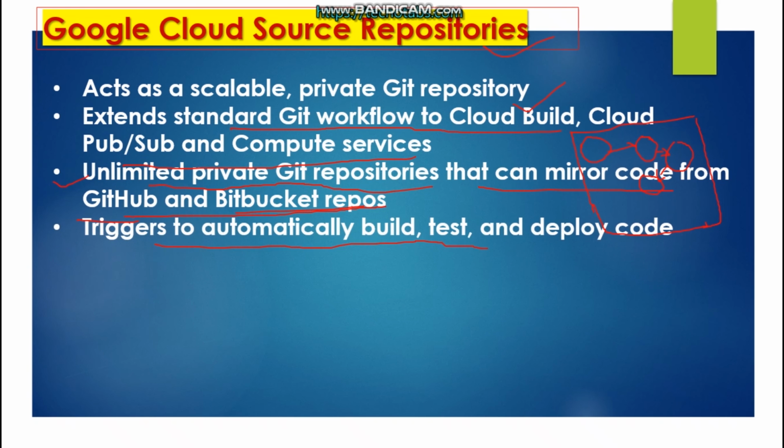It triggers automatically to build, test, and deploy your code. So there is a trigger whenever you push your code to cloud source repositories, it triggers build, test, and deploy. Now you can enable this trigger or disable it based on your requirement.